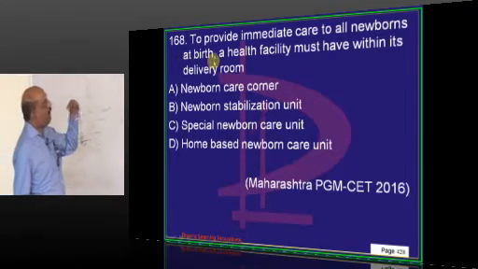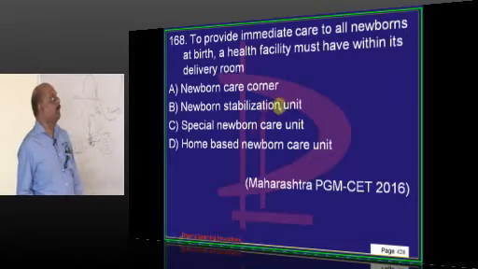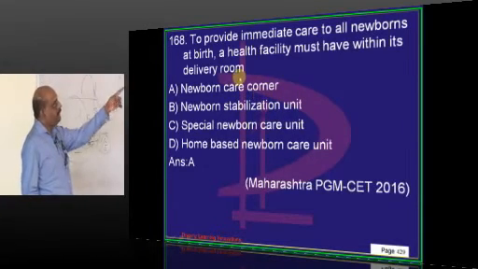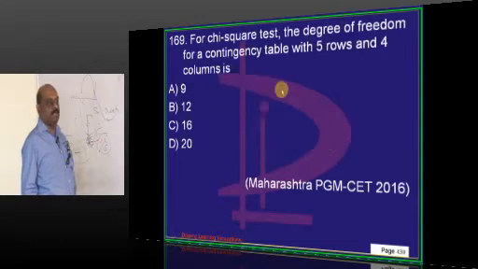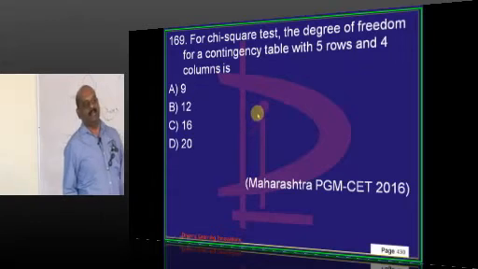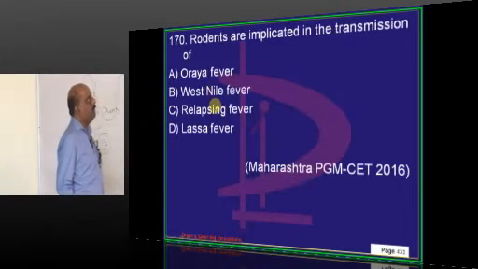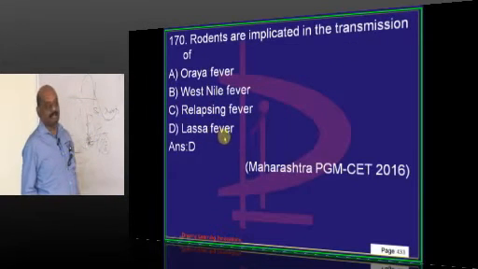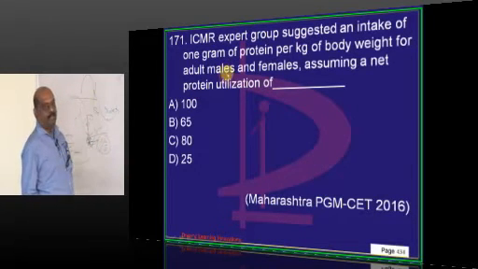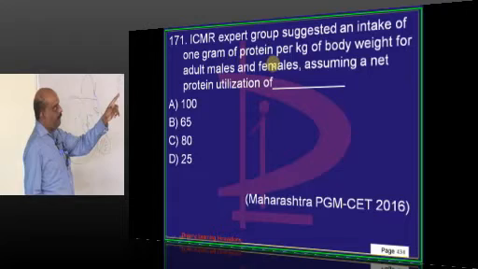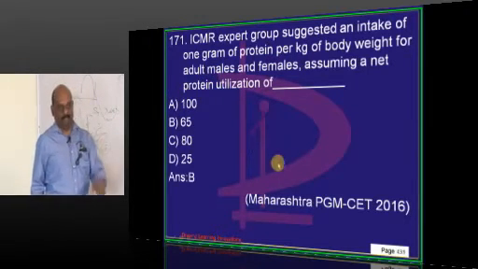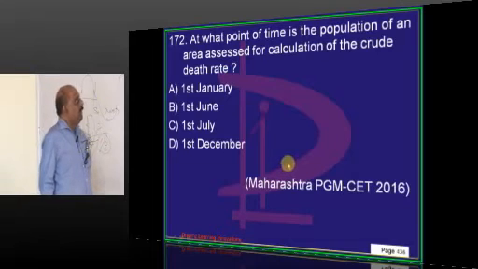To provide immediate care to all newborns at birth, we should have a newborn care corner within the delivery room is what you need to remember. In the chi-square test, 5 minus 1 into 4 minus 1 will give you the degree of freedom. Rodents are implicated in Lassa fever. ICMR expert group suggested an intake of 1 gram of protein per kg body weight, assuming that the NPU will be how much, doctor? 65.